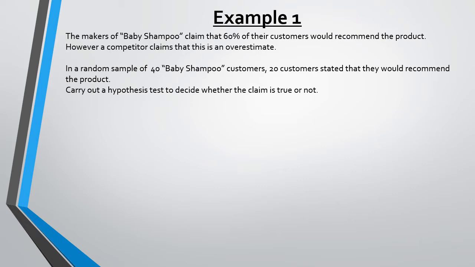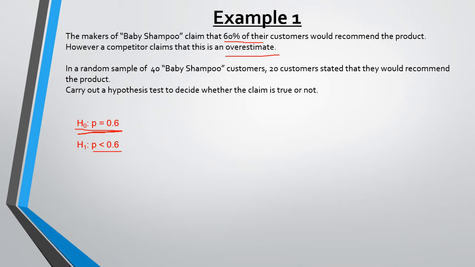So looking at this question, we've got a baby shampoo maker claiming that 60% of their customers would recommend the product. However, a competitor claims this is an overestimate. So let's think about that. If they're saying this is an overestimate, the actual amount of people that would recommend it would be less. So my hypothesis here, null hypothesis is always what I know already or what I think already. So I know that it's 60% that they're claiming. Okay, so we're assuming P is 0.6. H1 is our claim, or what we're trying to test, and we're trying to show that the percentage of customers that recommend the product is less than 0.6.